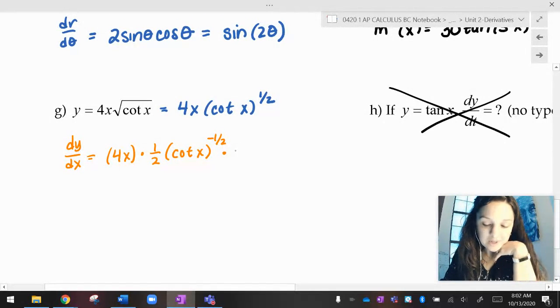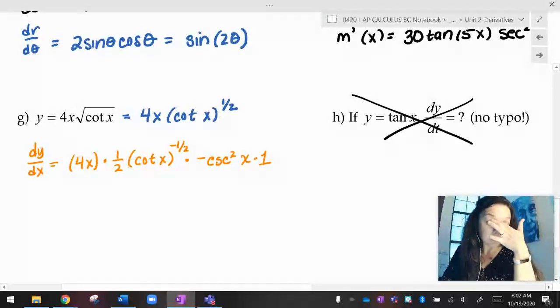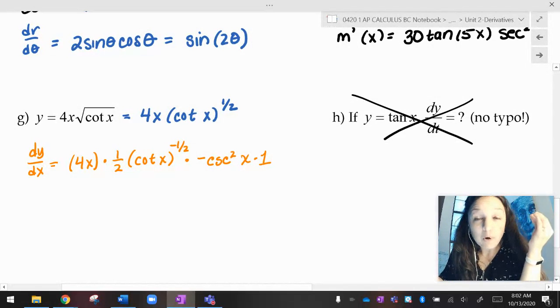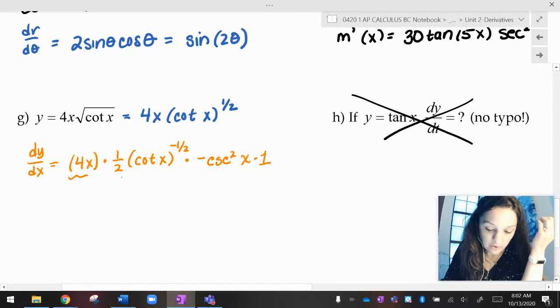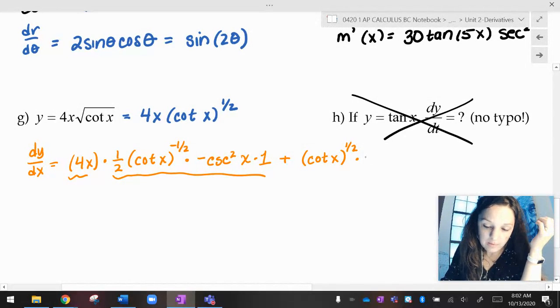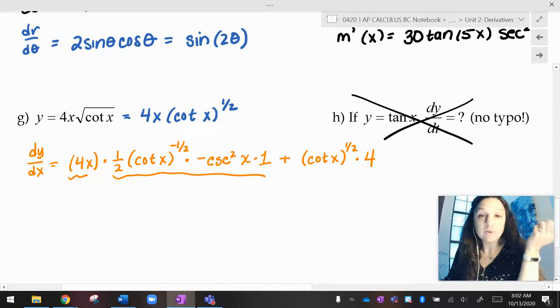The derivative of cotan is negative cosecant squared, and the derivative of x is 1. So there's bring down the power, reduce it by 1, multiply by the derivative of the inside. I'm only partway done. This is a product rule, so there's the first times the derivative of the second plus the second times the derivative of the first, 4. Whew, that one's ugly.